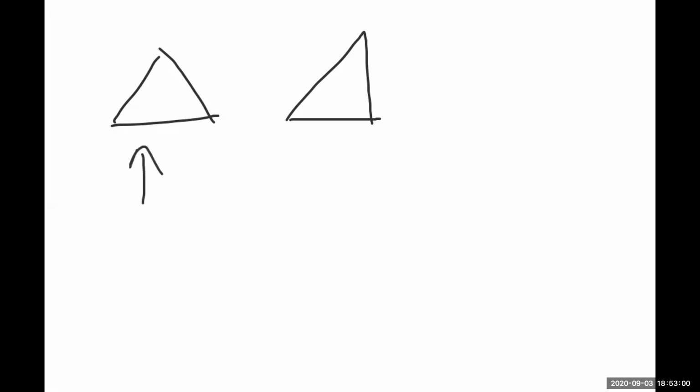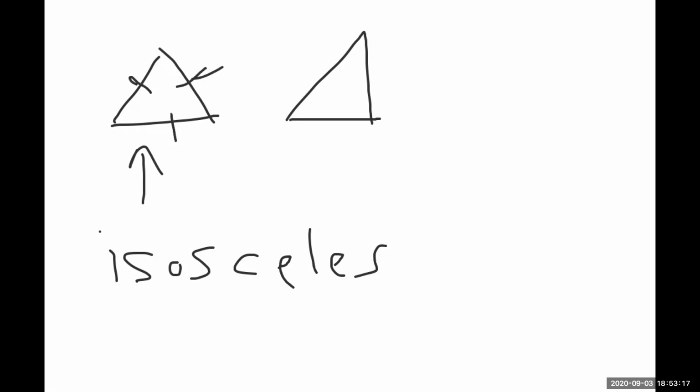This is isosceles. I always forget how to spell it. Isosceles triangle means that all 3 sides are equal, okay? This is a right triangle because it has a 90-degree angle at the corner, okay?